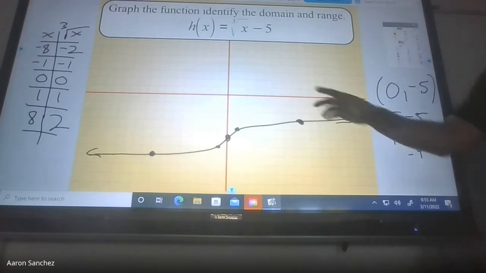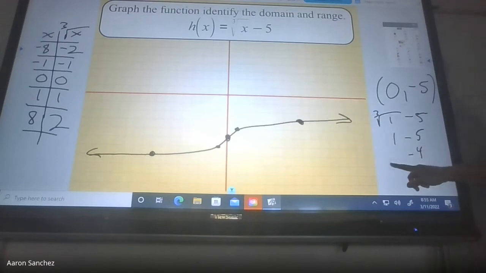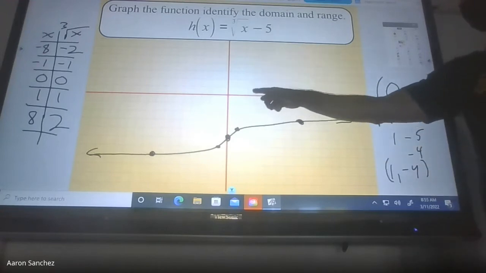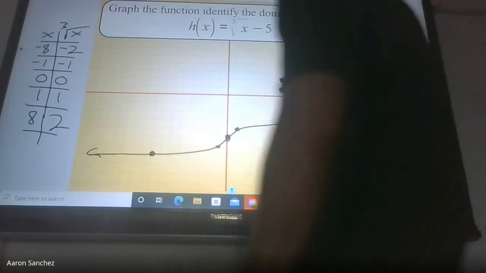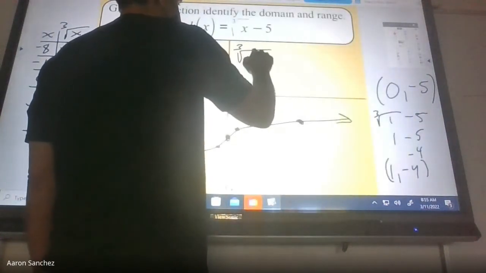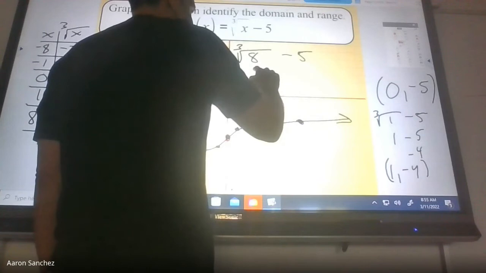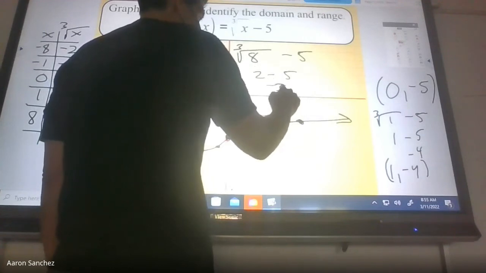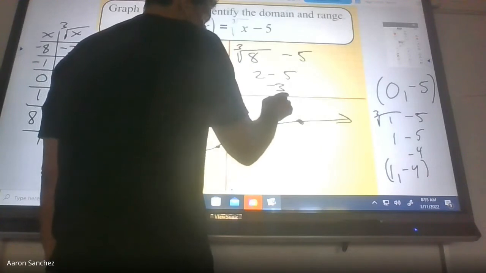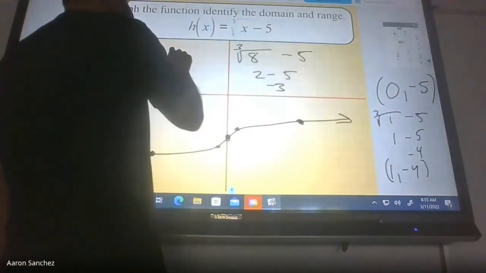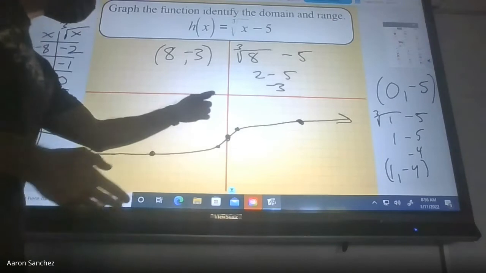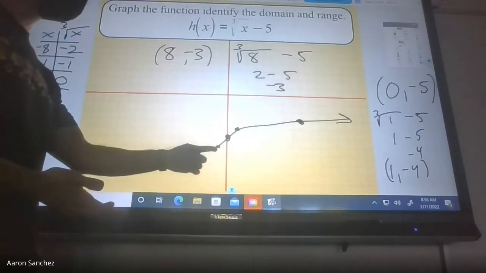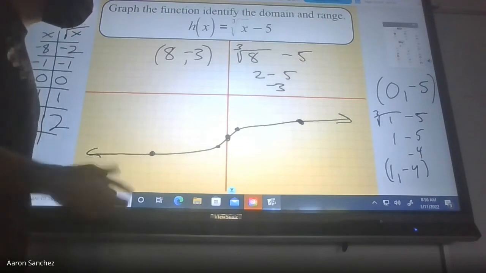All right, if you just plugged in, right? So I got 1, negative 4 is a point, right? If you plugged in 8, 1, 2, 3, 4, 5, 6, 7, 8. I have room. I was going to write it right here. Say you get the cube root of 8 minus 5, which is 2 minus 5, which is negative 3. And I go over 8, down 3, which would be the point 8, negative 3, based on whatever you plug in the equation, right? You plug in negative 1, you're going to get negative 6. Plug in negative 8, you're going to get negative 7. Anyway.